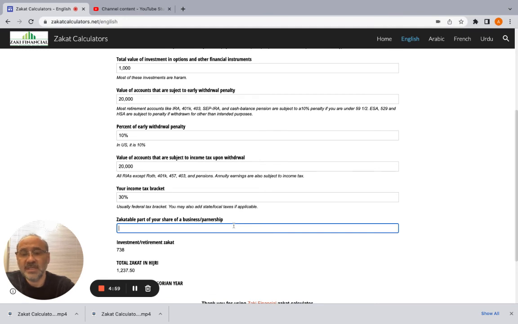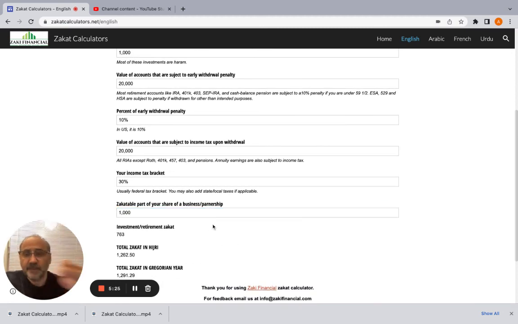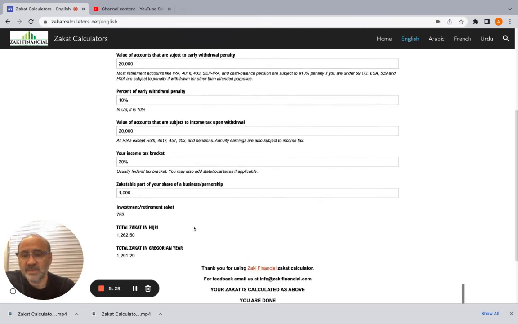Now, finally, if you have a share in a business, you go to that business and you calculate the zakatable assets in that business. And let's say zakatable assets in that business are $10,000 and you have a 10% share in that business, then your zakatable assets in that business is $1,000. All right. So basically, this one shows your investment zakat, which is $763. And we have personal zakat on the top. So you're getting the total in Hijri calendar and regular calendar.